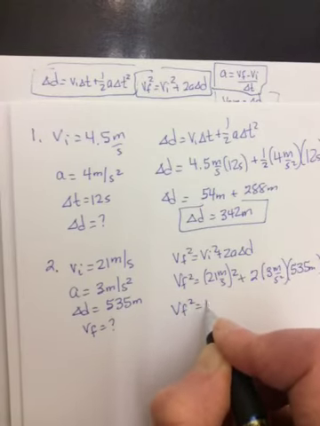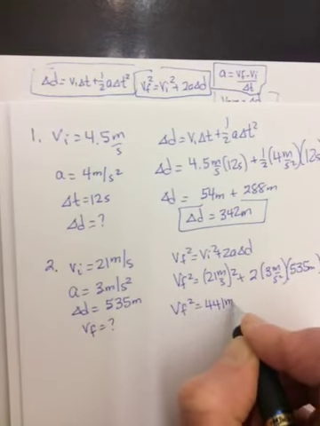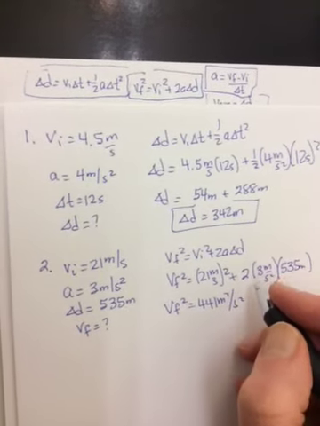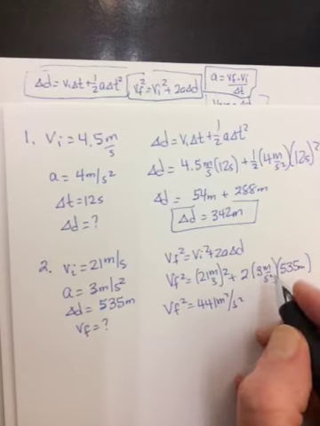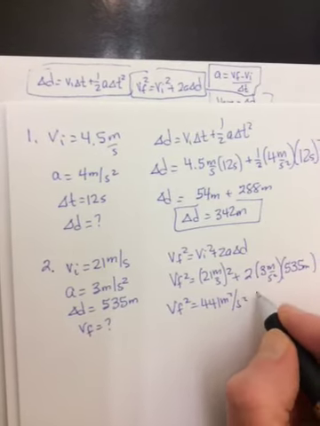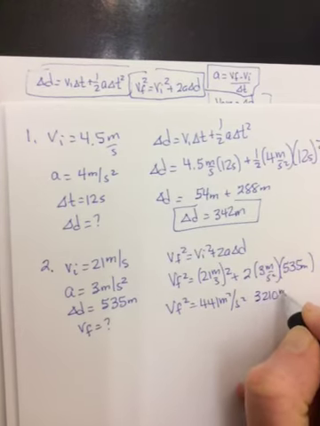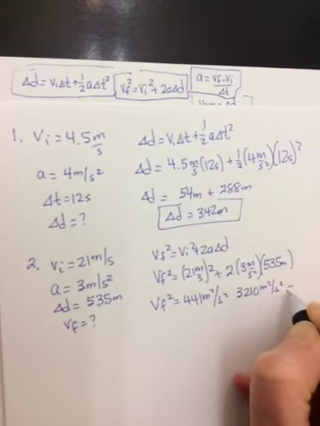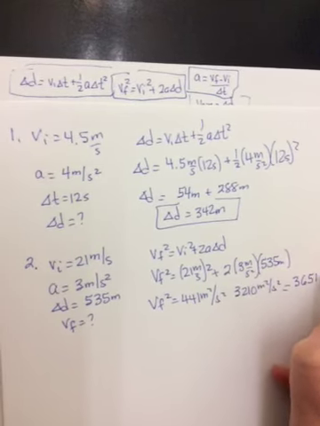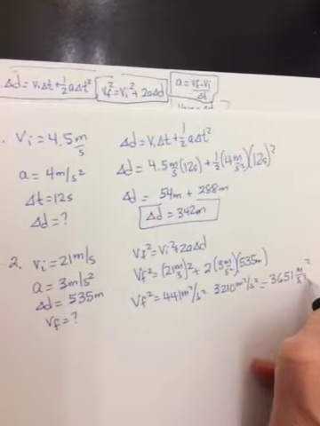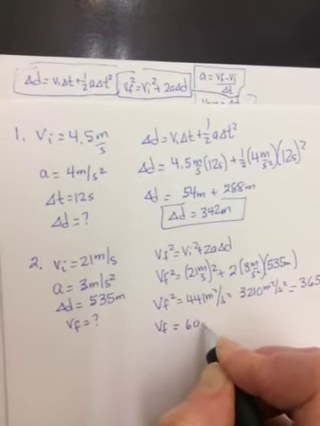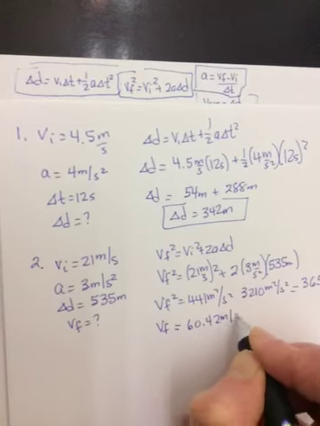VF squared equals, this is 441 meters squared per second squared, 1070, so 3210, I think. Meters squared per second squared, so when you add it together, 3651 meters squared per second squared. Take the square root, and you should get 60.42 meters per second.